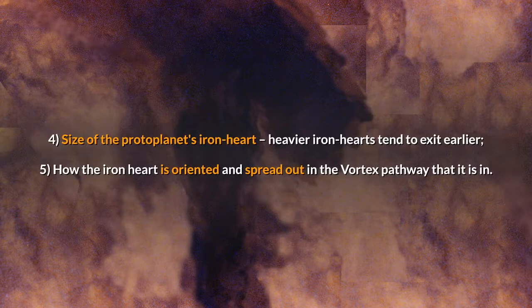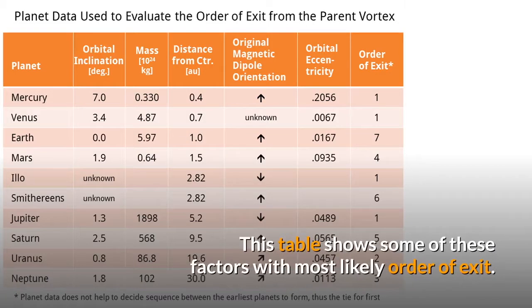4. Size of the protoplanet's iron heart. Heavier iron hearts tend to exit earlier. 5. How the iron heart is oriented and spread out in the vortex pathway that it is in. This table shows some of these factors with most likely order of exit.